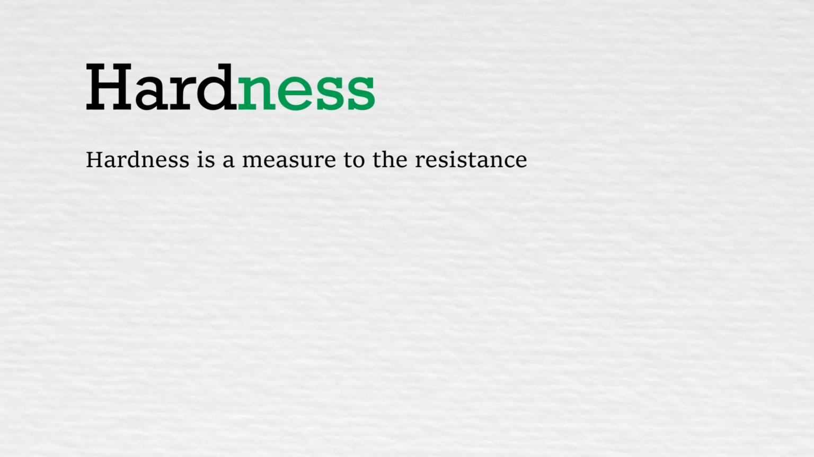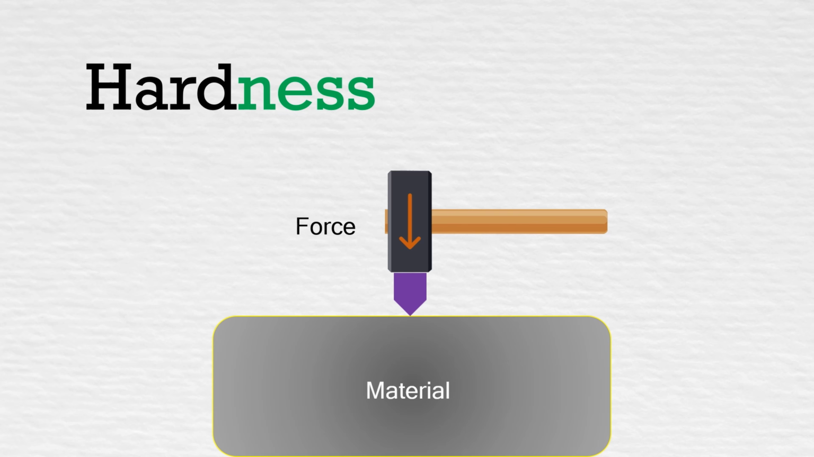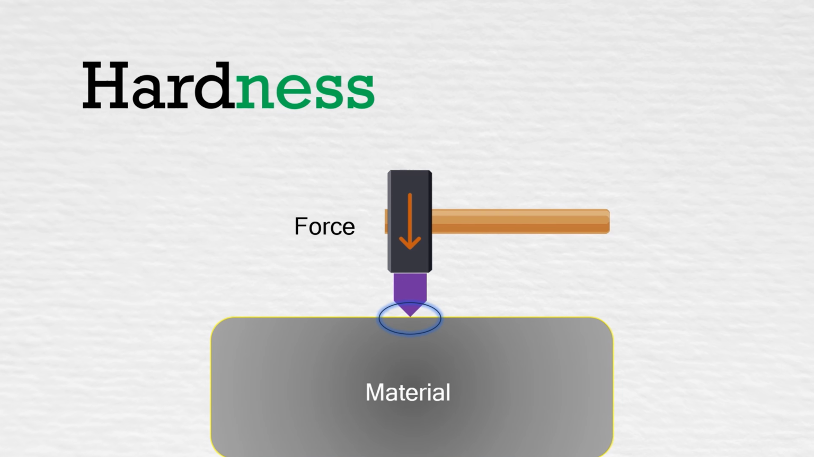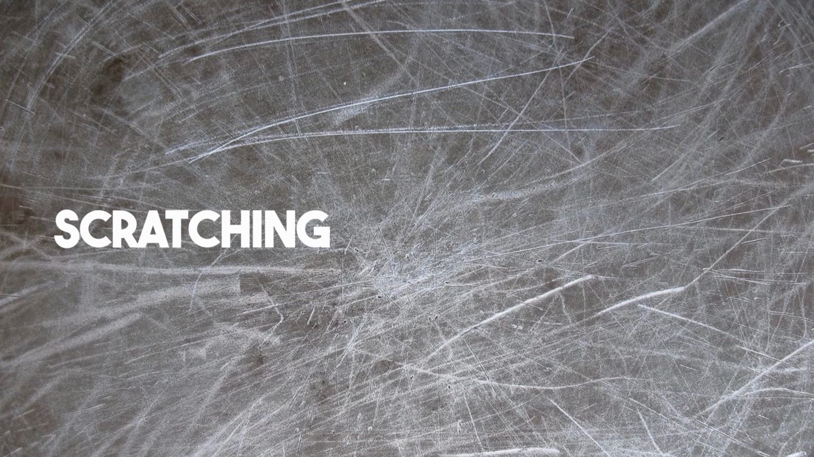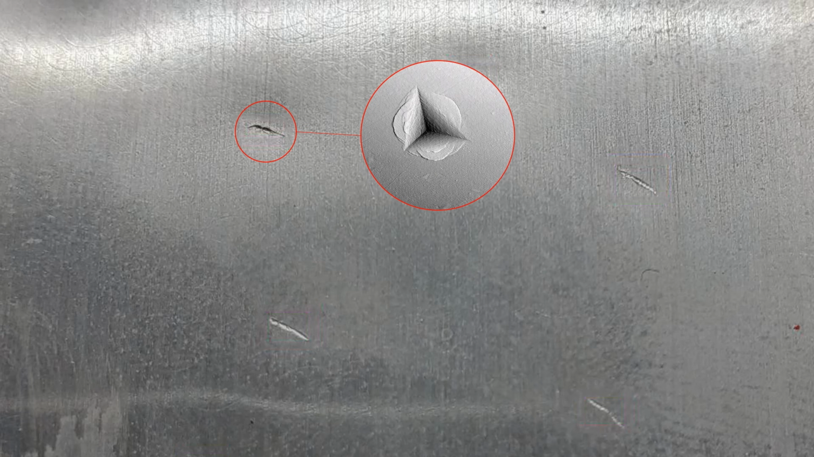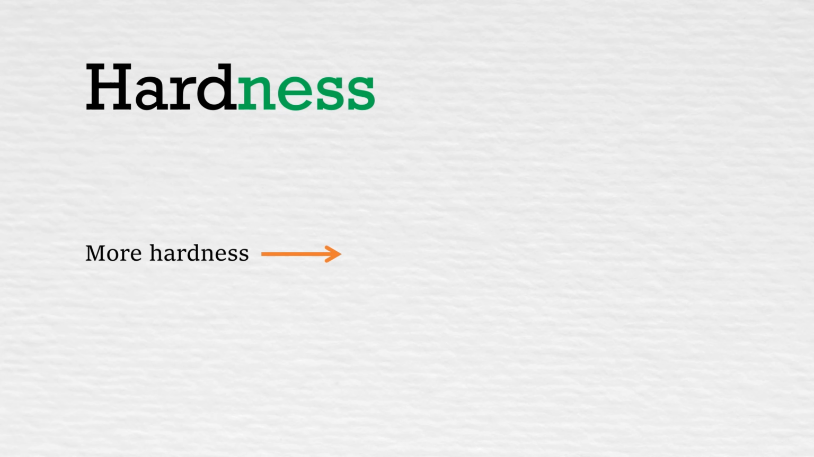What is the meaning of hardness and how can we define hardness? So hardness is a measure of resistance to localized plastic deformation. What this means is how much force a material can withstand without getting plastic deformation, localized plastic deformation. Not the overall plastic deformation, but the localized plastic deformation, like scratching, penetration, indentation. In simple words, more hardness of a material means more resistance to plastic deformation.